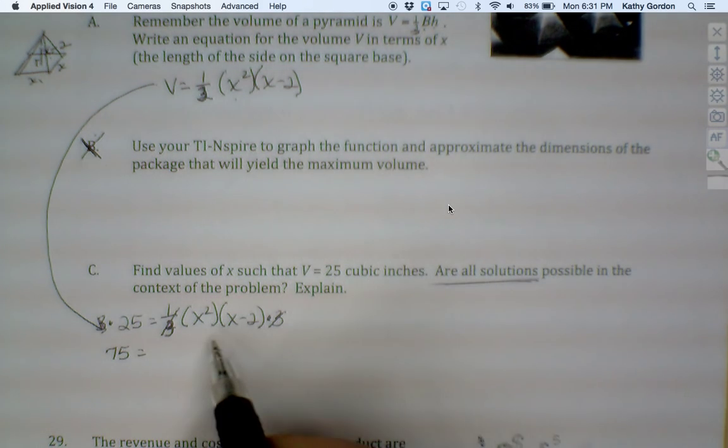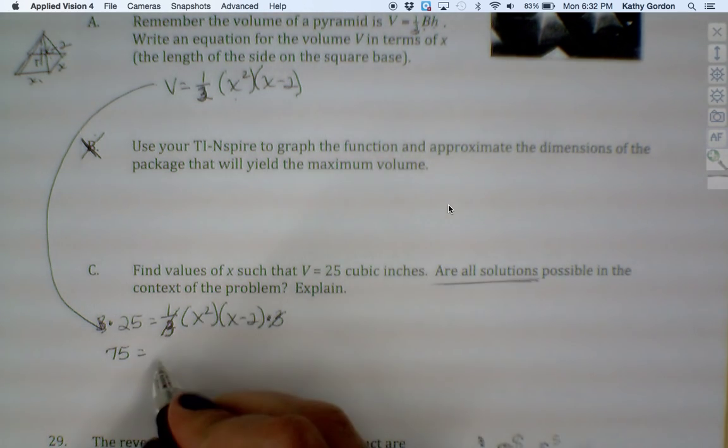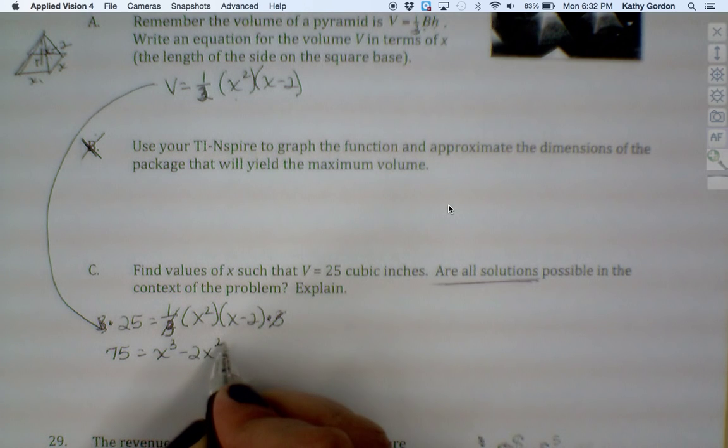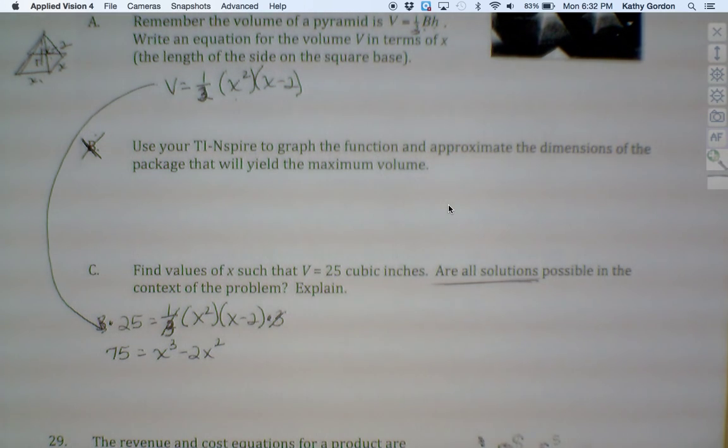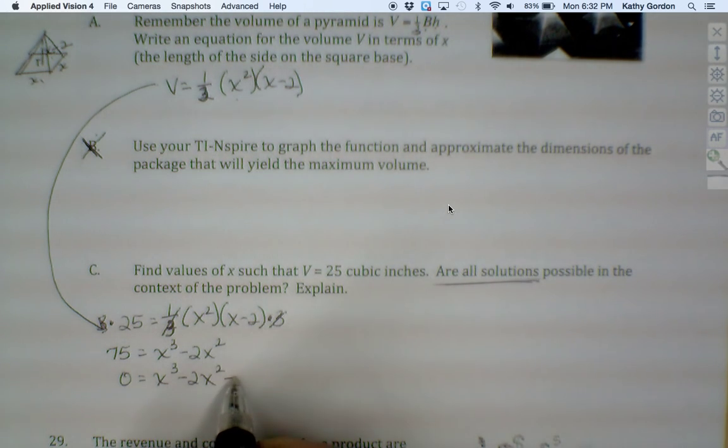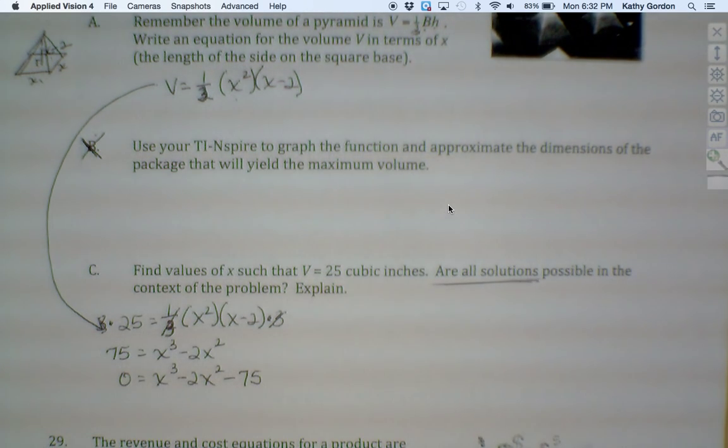Okay? And then the other thing I can also do is distribute my x squared here so that I can get rid of the parentheses, so I actually have terms that I can work with. So this is going to be an x cubed and a minus 2x squared. And so usually when we're talking about polynomial kinds of equations, we want everything on one side equal to 0 in order to figure things out. So I'm going to go ahead and subtract my 75, and that's what we're working with.